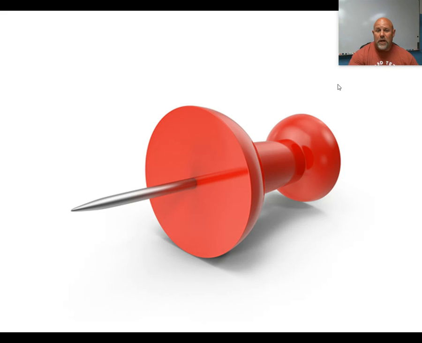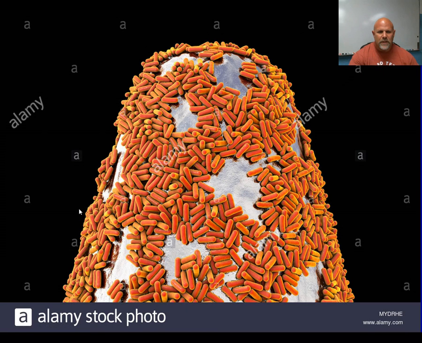They are very small. Prokaryotes compared to eukaryotes are tiny. If you think of a thumbtack, the very tip of a thumbtack, this is what the tip of a thumbtack can hold as far as prokaryotes are concerned. This is the tip of a thumbtack, and these are prokaryotes on the tip of a thumbtack. So they're a very tiny organism.